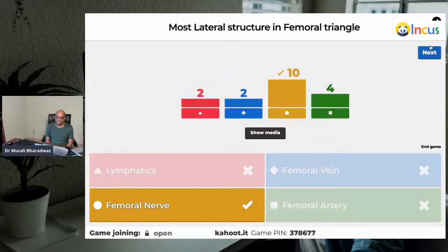Great. Wonderful. Ten of you are correct. Oh no, it's not the femoral artery. It is the femoral nerve. You know, how do you reach that navel? Navel means that belly button, that beautiful, tempting belly button. Typically, you will be starting laterally and going medially. So the most lateral is the nerve.